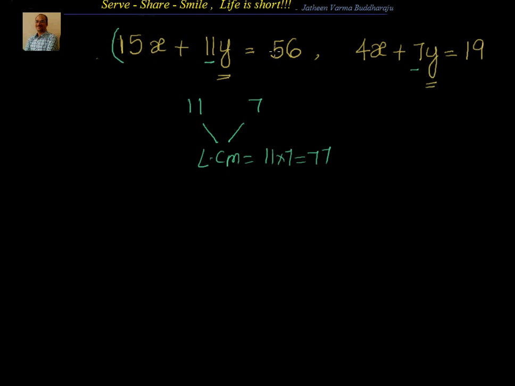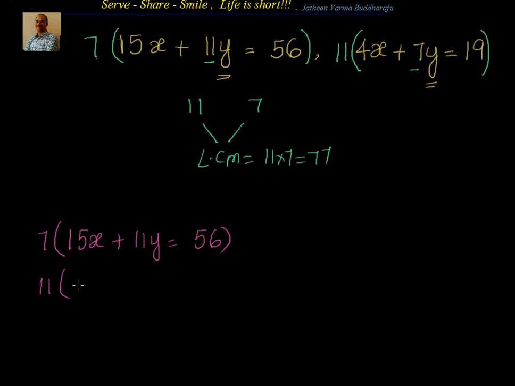So the first equation needs to be multiplied with 7 so that it becomes 7 into 11, and similarly the second equation needs to be multiplied with 11 so that again it becomes 11 into 7, 77y. So let's go ahead and do that. We'll take the first equation and multiply that with 7. We'll write it as 7 into (15x plus 11y) equal to 56. Similarly, we take the second equation and multiply that with 11. I will have 11 into (4x plus 7y) equal to 19. We'll simplify this so that we can eliminate the variable y.